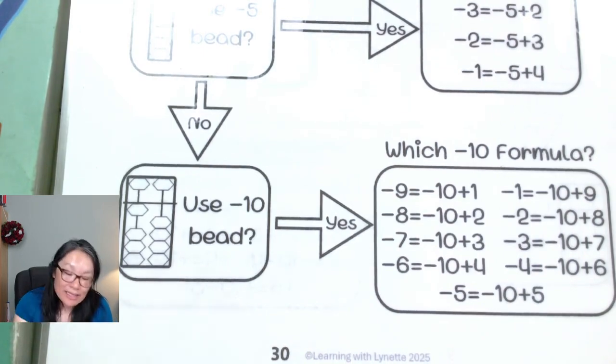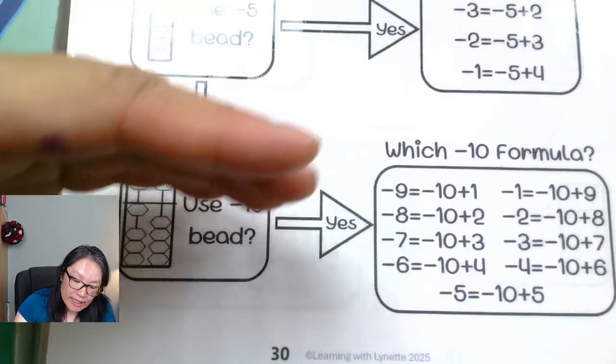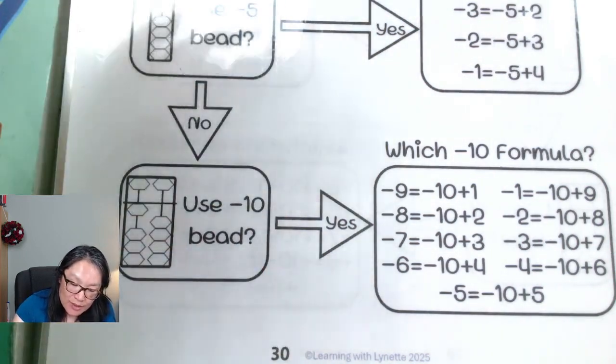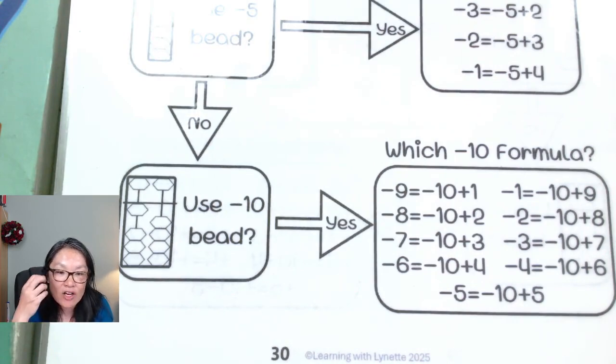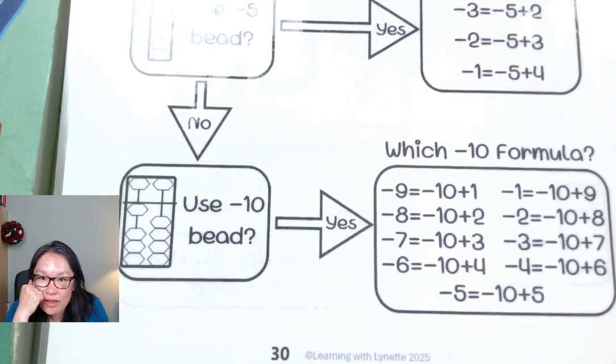I hope it helps. But it goes through critical thinking, and that's what abacus does. It helps the kids to critically think and have a conversation with your numbers.